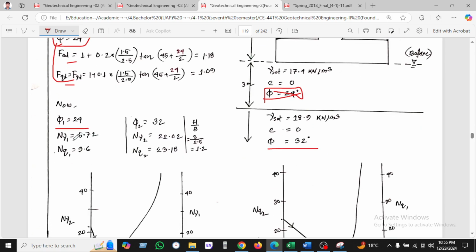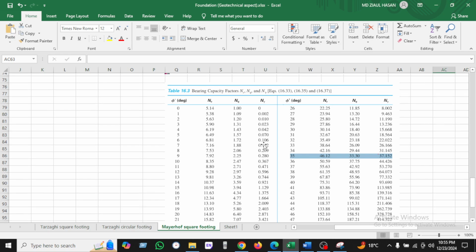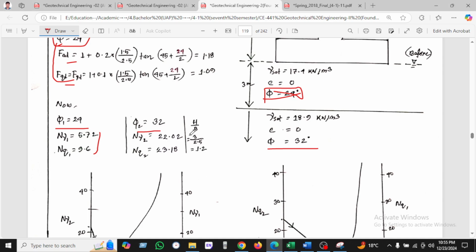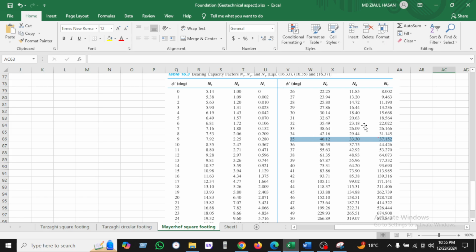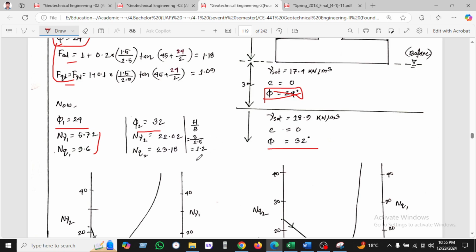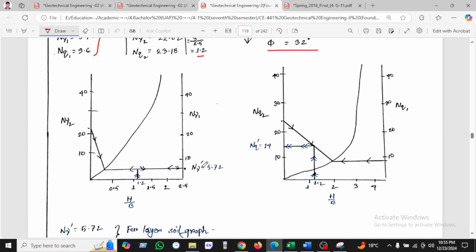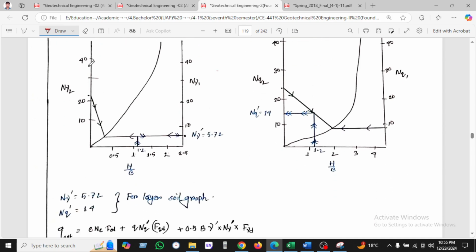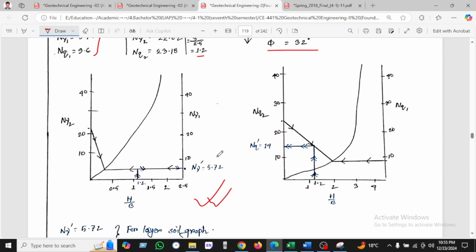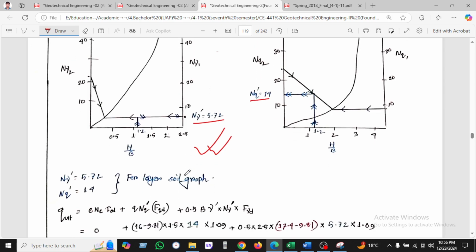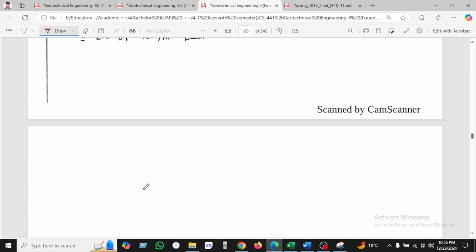Now when phi equal to 25, we can find Nq1 and Nq2 from the Meyerhof chart. Okay, so when Nq2 is 32, then we find here 32. This is taken from there, and H by B is 1.2. How is H obtained? It is from the bottom of the footing to the first layer, which is 3, so 3 divided by 2.5 is 1.2. We use this graph and find N gamma 1 is 5.72, and from this graph Nq prime is 14. This is found from the layered soil graph. So the ultimate will be 200.85 kN per meter square.